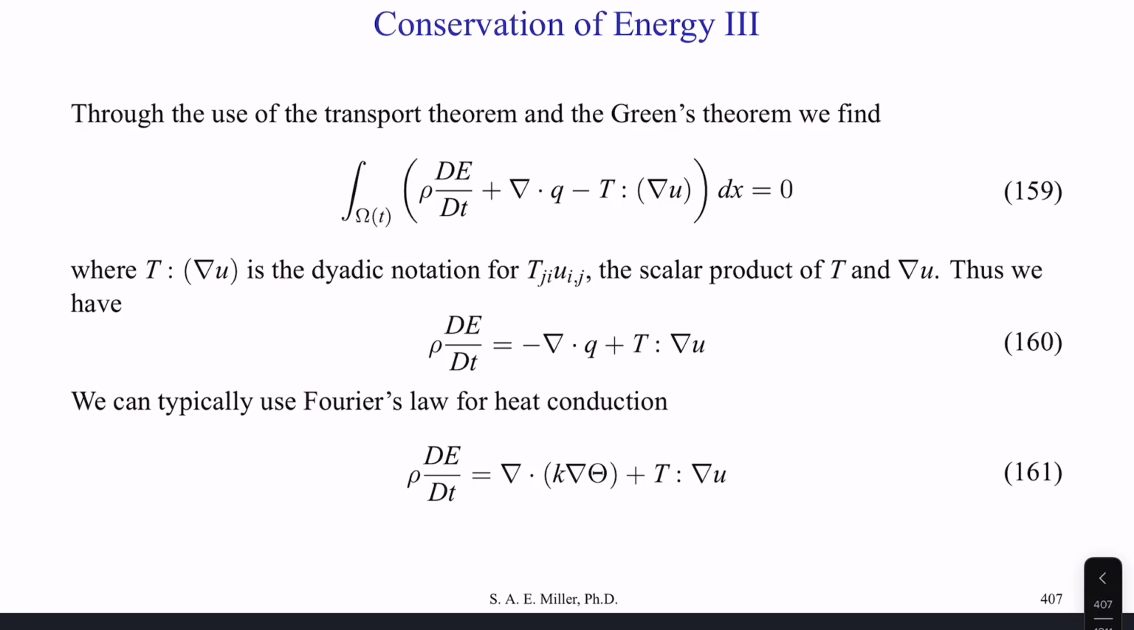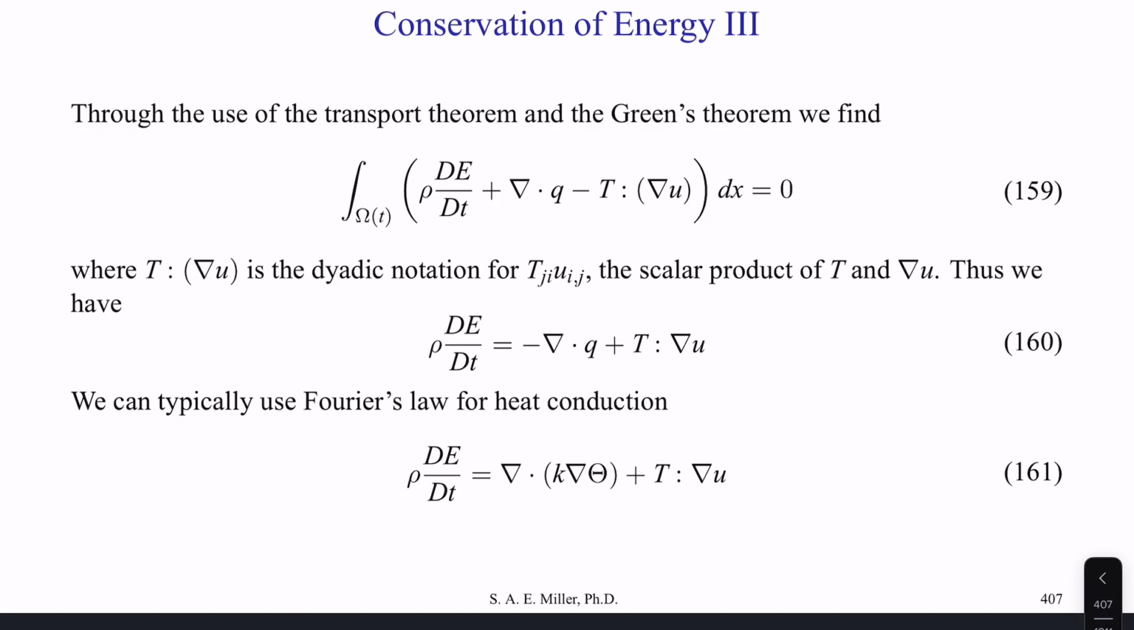Through the use of the transport theorem and Green's theorem of George Green, we'll find the following equation 159 in a compact form. This is the dyadic term. That means that we'll take T_ji of U_j,i and it'll result in a scalar term, which is a product, of course, of the stress and nabla U.